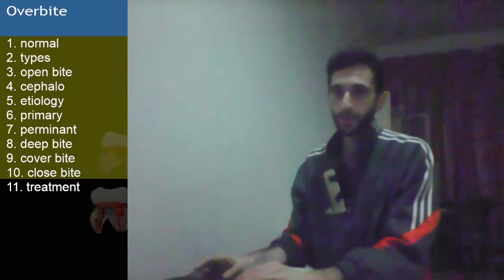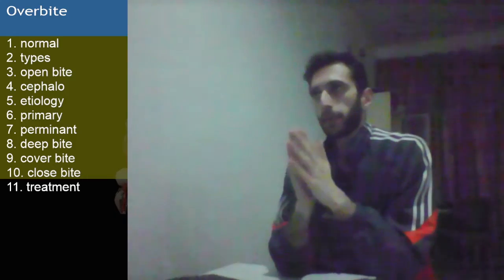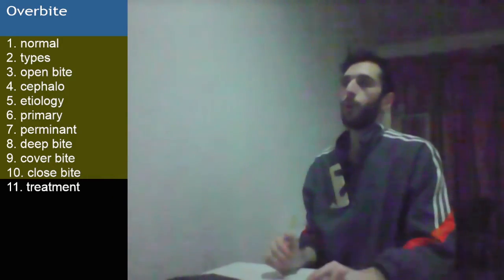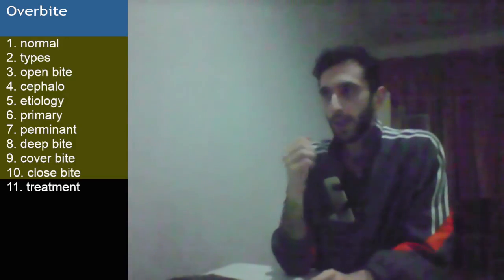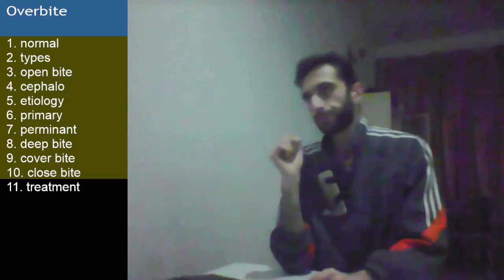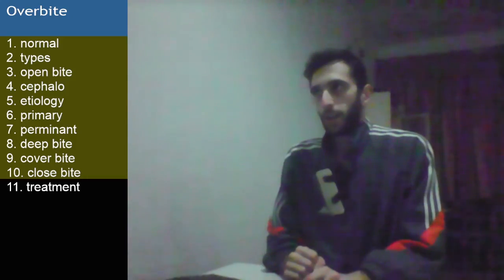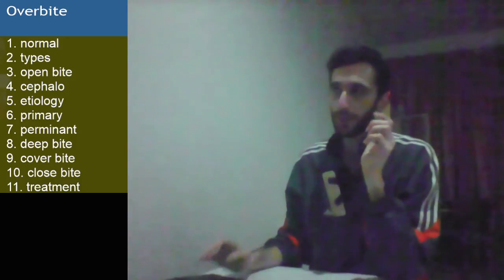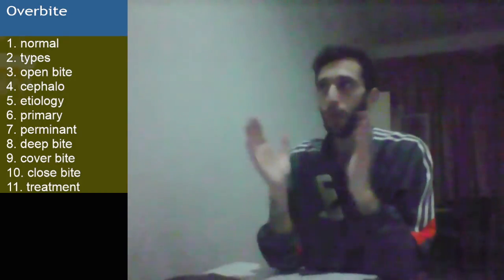Closed bite. The upper incisors covering all the lower incisors. Same as we mentioned before. But in this case, we will talk about treatment. Treatment, how to treat closed bite. I will tell you how.